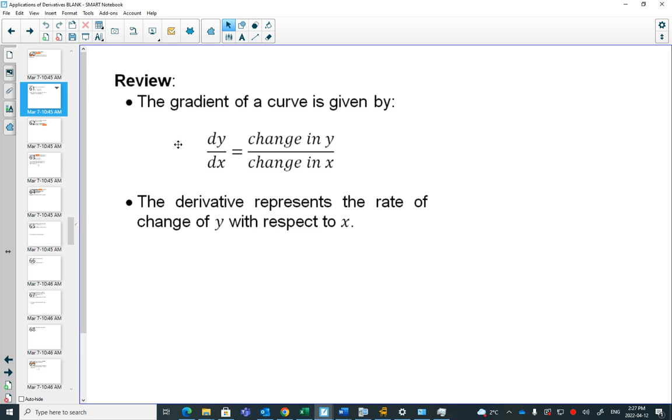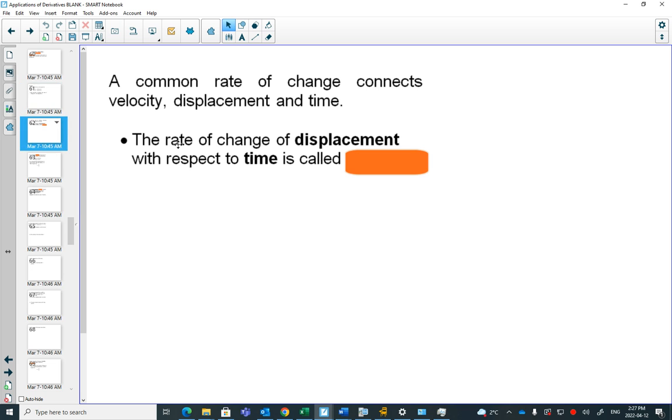So, a little review. What does the derivative tell us? It tells us the slope of the tangent at a certain point. That is, slope is your change in your y values over your change in your x values. Okay? The derivative represents the rate of change with respect to x.